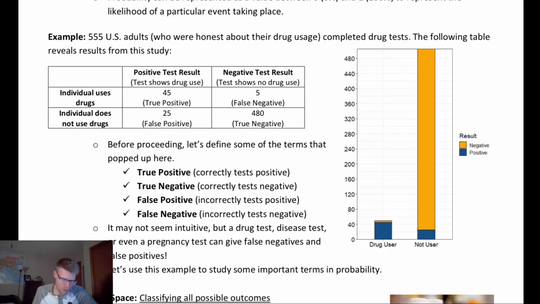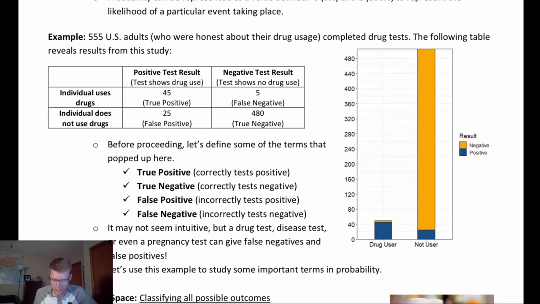So we have 555 people here who took this test, and we can see how many fit in each category. Most of the people in this study were truly negative. They were individuals who did not use drugs. 480 of them got a correct true negative, but 25 of them got a false positive here. And then same, we have 50 people here who were using drugs, where 45 of them correctly tested positive, 5 incorrectly tested negative.